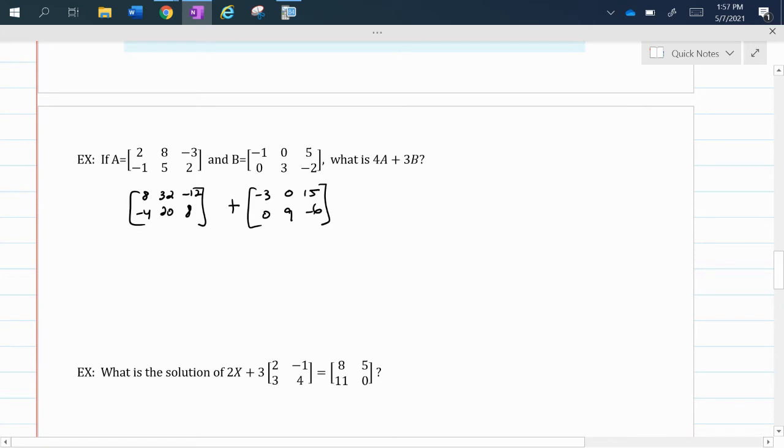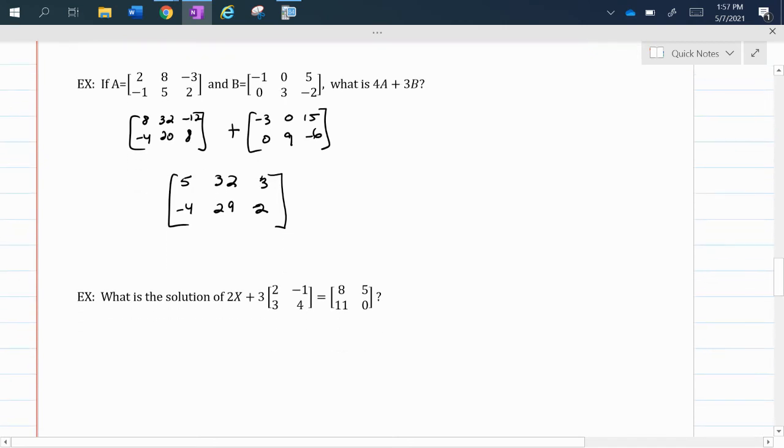So now I'm going to add these two matrices together. So first we have to check to see if their dimensions are the same. So I've got a 2 by 3 matrix with another 2 by 3 matrix. So since the dimensions are the same, I can add these together, and I will add the corresponding entries. 8 plus -3, 32 plus 0, -12 plus 15, -4 plus 0, 20 plus 9, and 8 plus -6. And that's it.